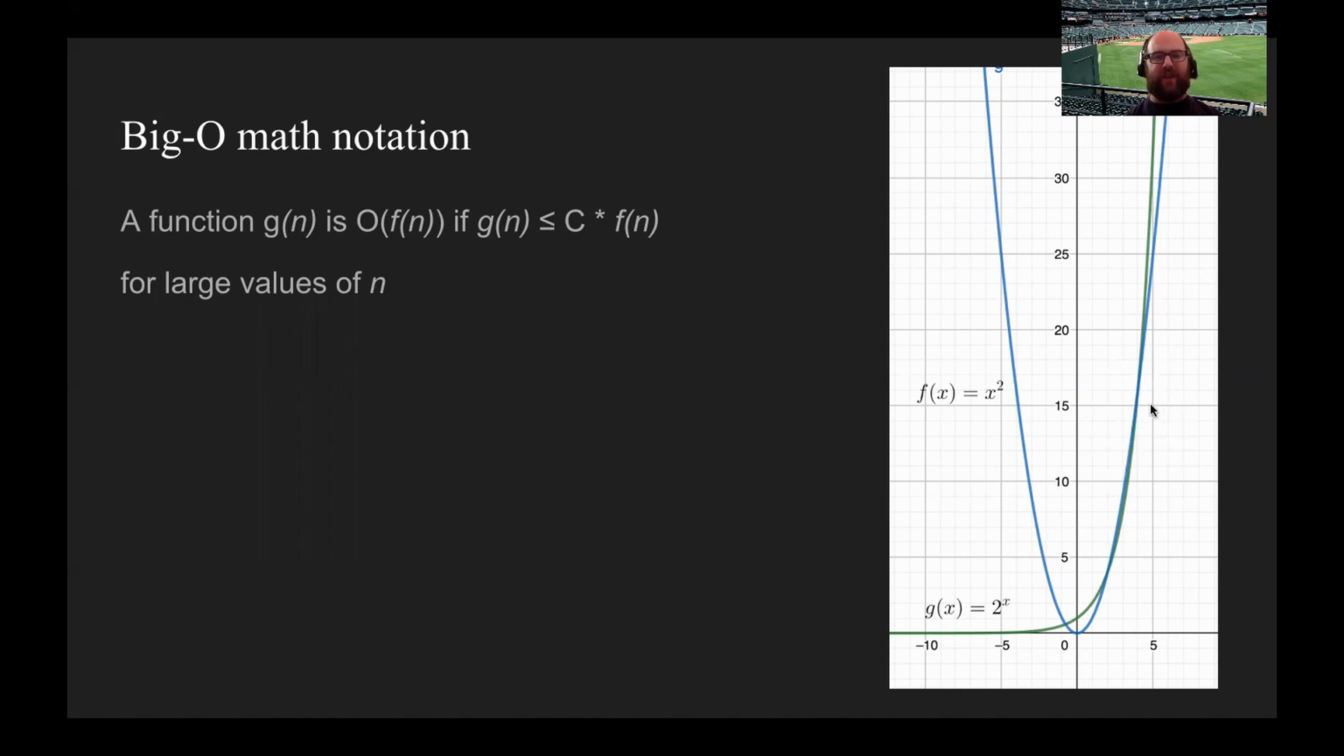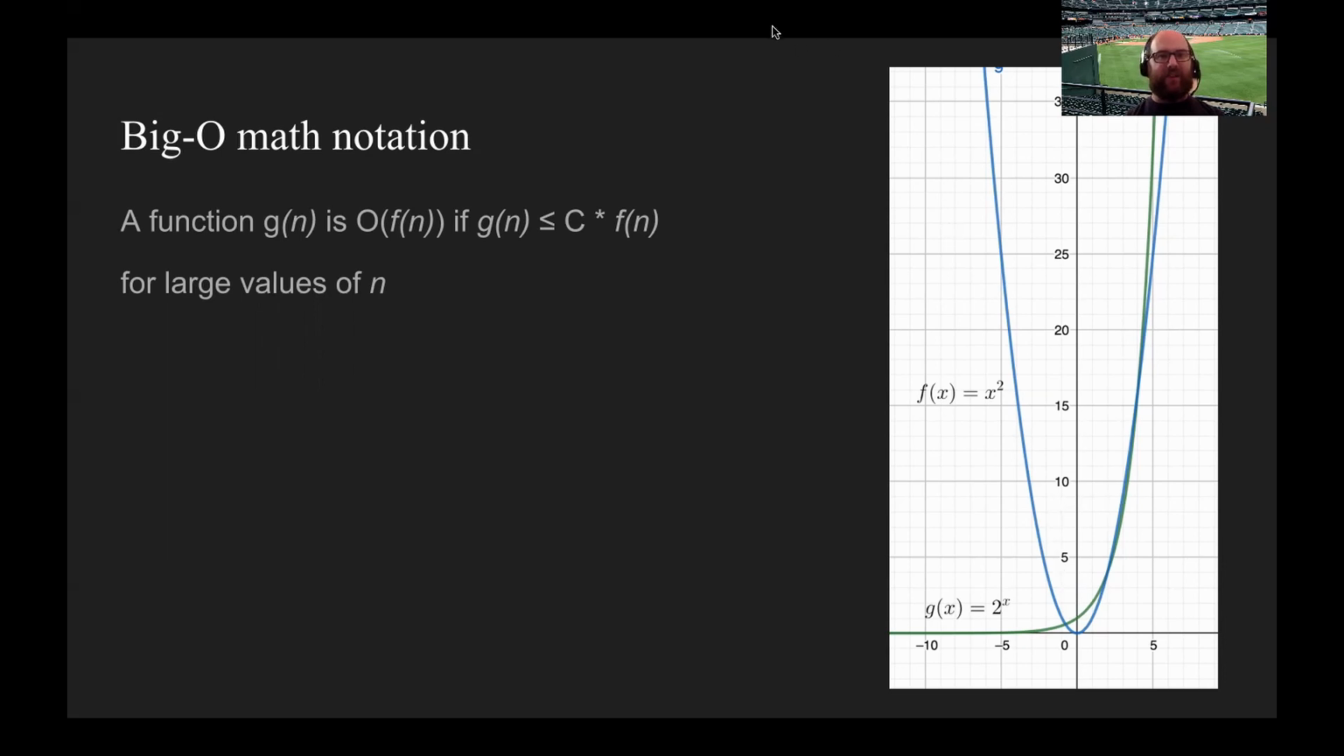So for example, with x squared and 2 to the x, our function x squared actually is bigger in the middle for x values around 2 and 3. However, when we talk about the efficiency, we're really looking for what's happening down the road. So in this case, our 2 to the n function grows much faster than our x squared function. So we'd say x squared is Big O of 2 to the n.